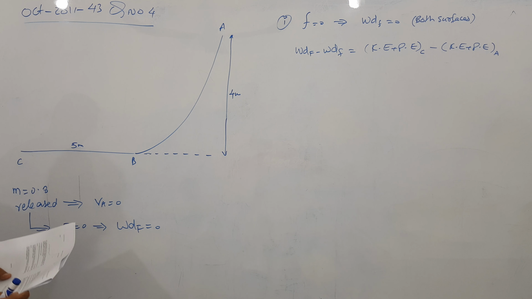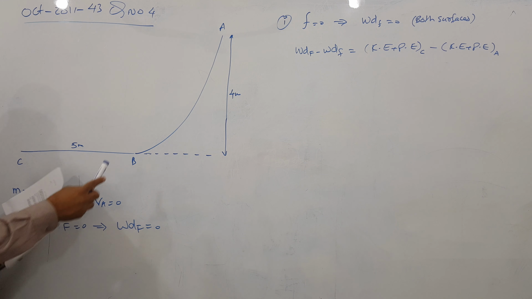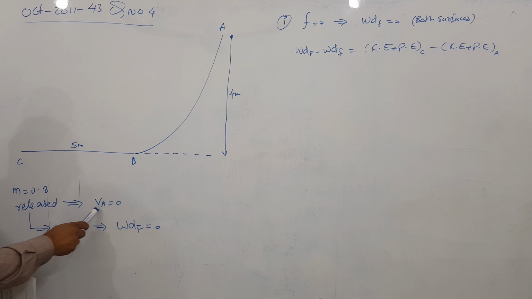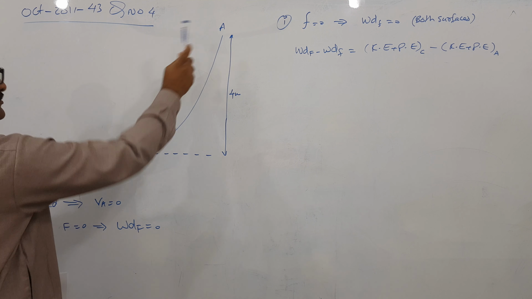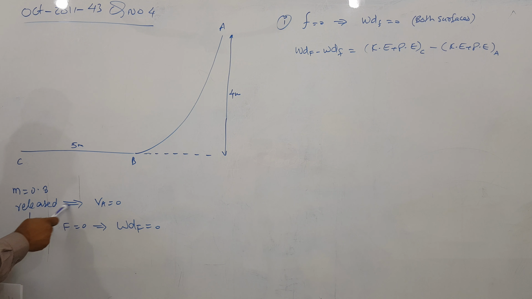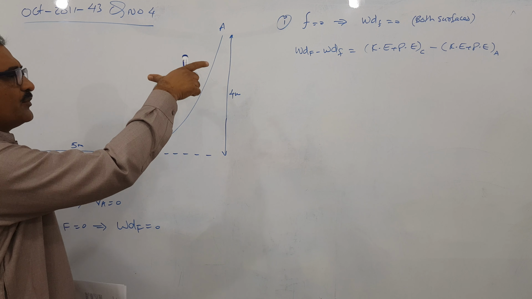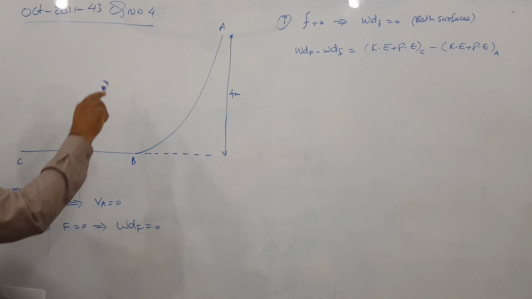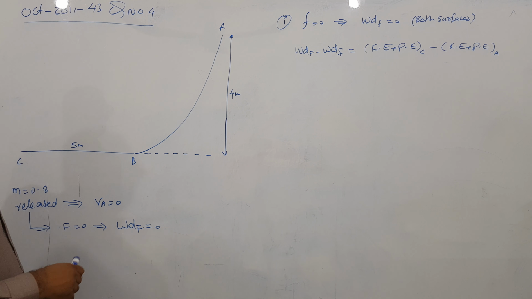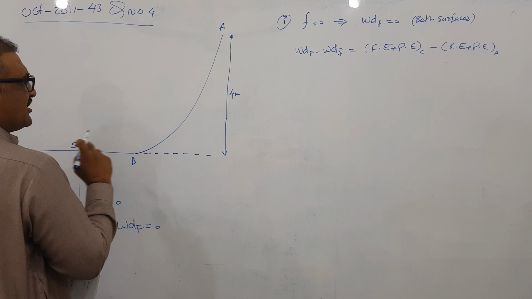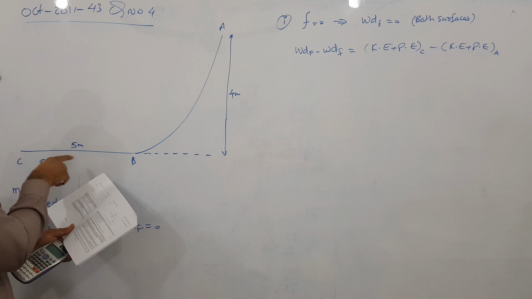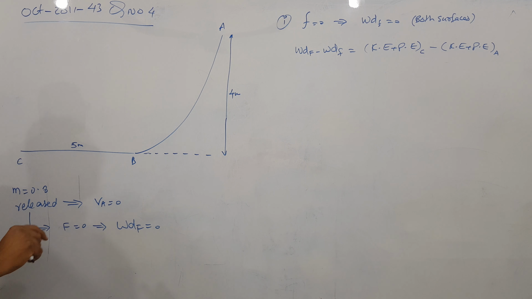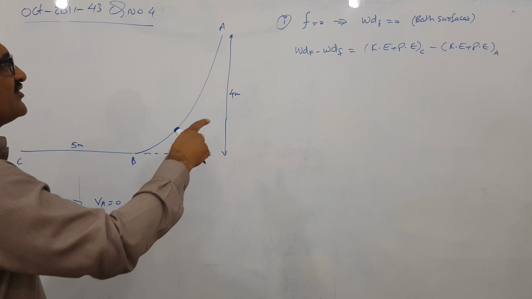We have a question here: a particle with mass is released from A, so the initial velocity u is 0. It is released and just dropped, so there is no applied force, and throughout the question this is 0. The first part is smooth, but in the second part this section is rough. So let's talk about the first part of the question.